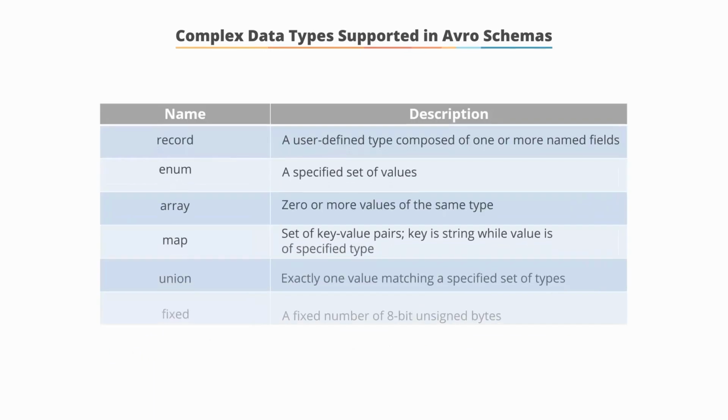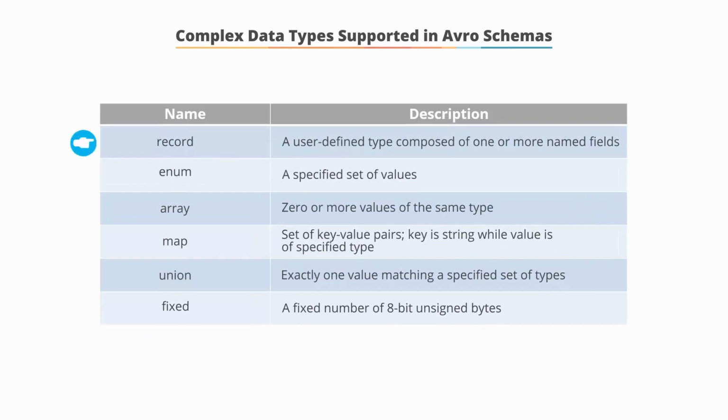Now that we've looked at the data types, let's also look at the complex data types that are supported in Avro schemas. First, record is a user-defined type composed of one or more named fields. Enum is a specified set of values. An array contains 0 or more values of the same type. Map is a set of key value pairs, where a key is a string, while value is of a specified type. Union is exactly one value matching a specified set of types. And fixed refers to a fixed number of 8-bit unsigned bytes.